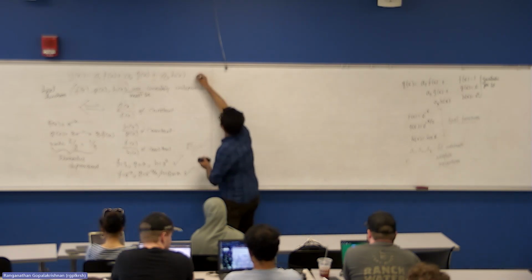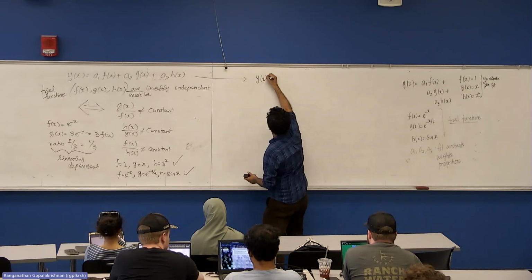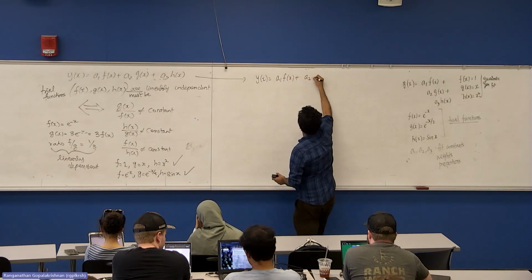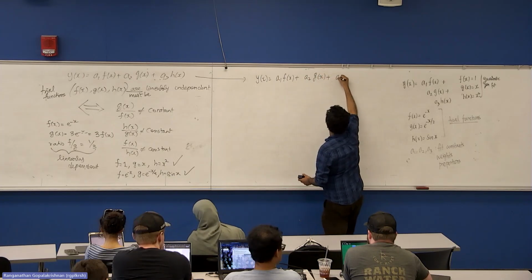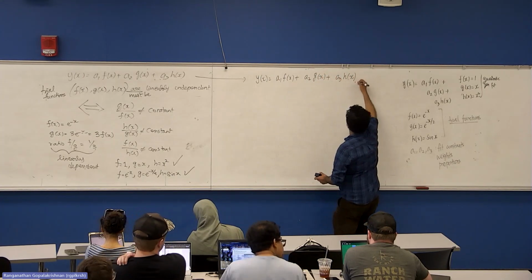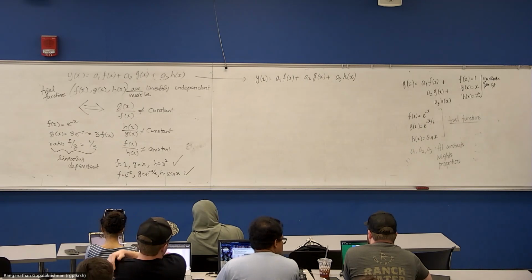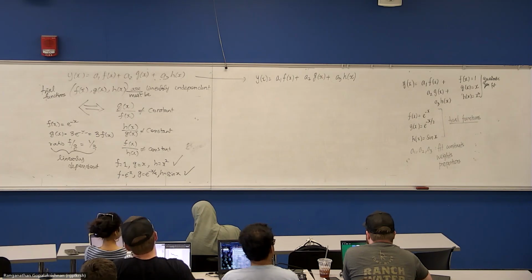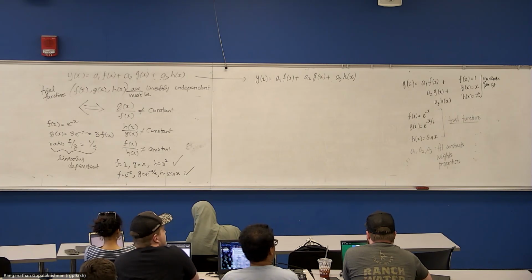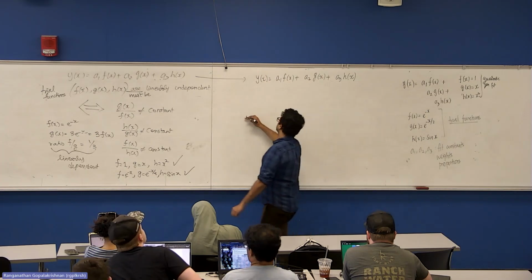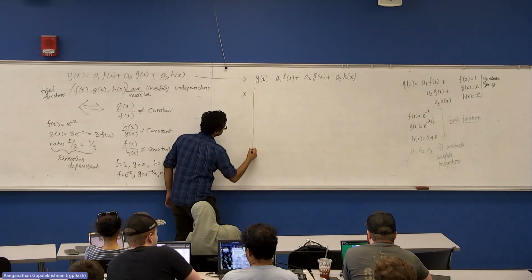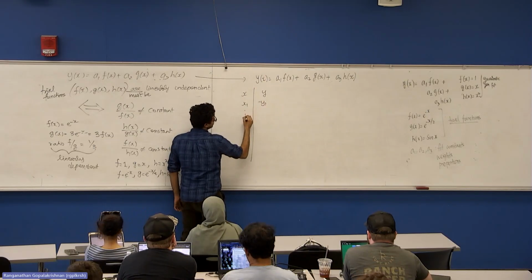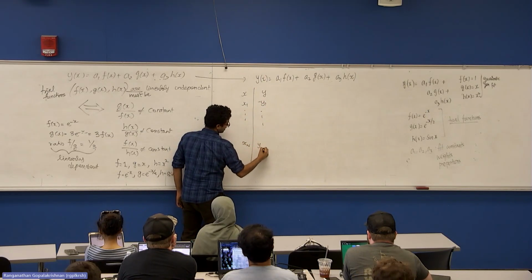So I have this equation y of x equal to a1 f of x plus a2 g of x plus a3 h of x. With me so far? Yes? Good. Okay. So you have your x data and y data. We'll call it x1, y1, and so on, up to xn, yn.